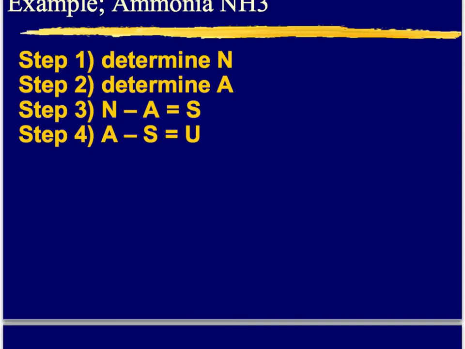So let's do another example here with ammonia. So remember, step number 1, determine the need. Step number 2, determine the available. Then determine the shared for step 3. And step 4, determine the unshared. So let's go ahead and figure this out. So how many are we going to need? Nitrogen is going to need, so let's do N for need, nitrogen is going to need 8. And then we have 3 hydrogens, and each hydrogen is going to need 2. So 8 plus 6 is going to be 14 electrons needed.